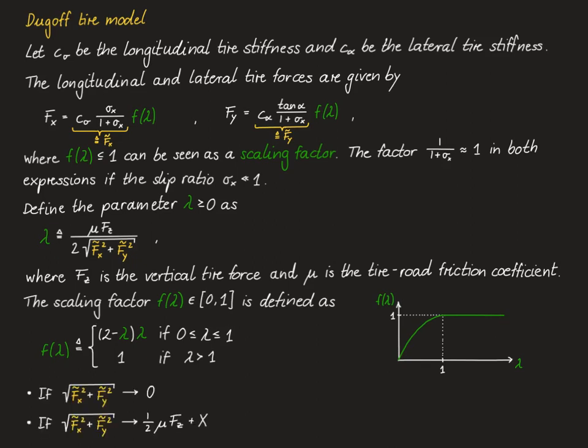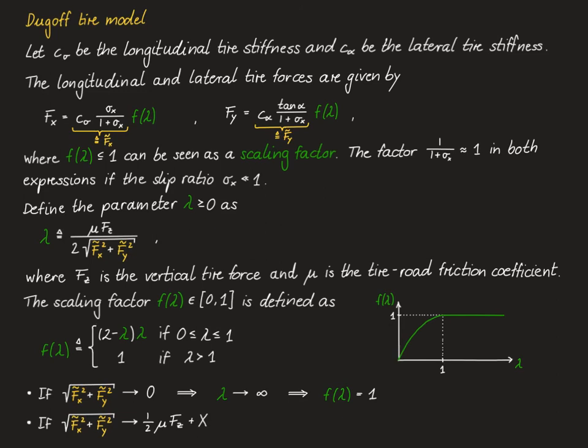Finally, in order to get a better insight into the Dugoff model and to better understand how the scaling with f of lambda works, let's consider two cases. First, suppose the unadjusted longitudinal and lateral tire forces are small, so the geometric sum is close to 0. Then, as a consequence of this expression, lambda will go to infinity, and hence f of lambda will go to 1, and thus the values of F tilde x and F tilde y remain unadjusted.